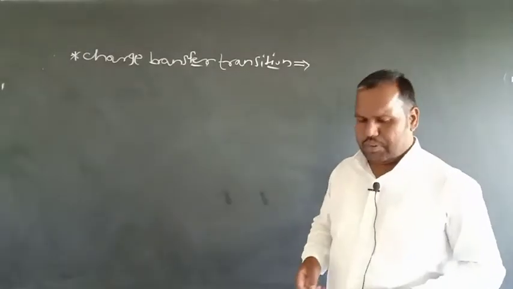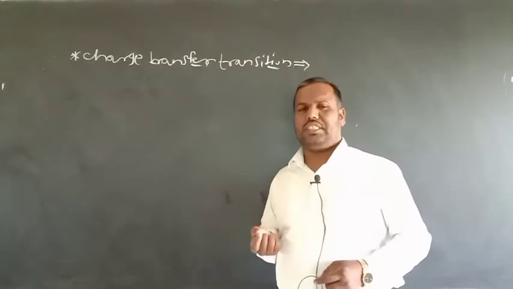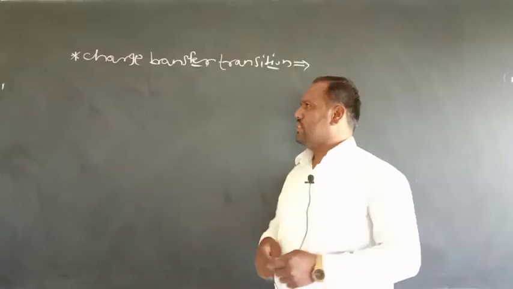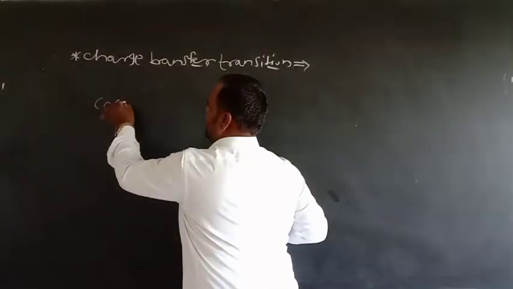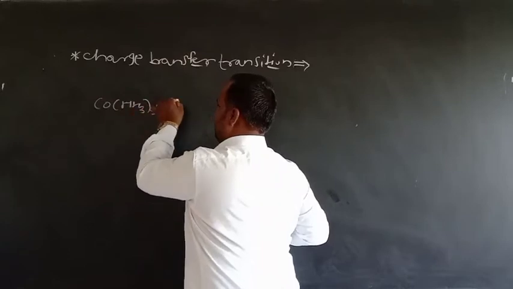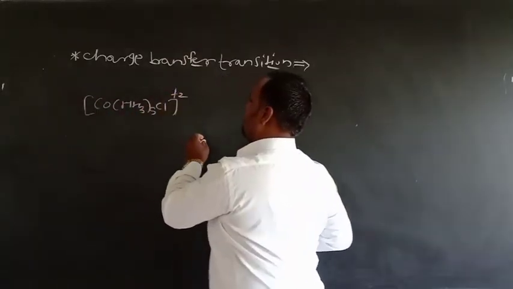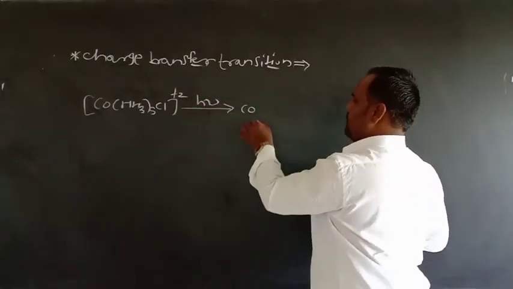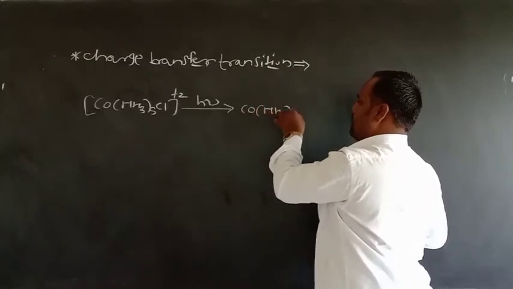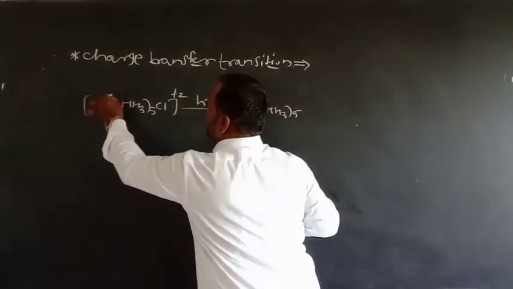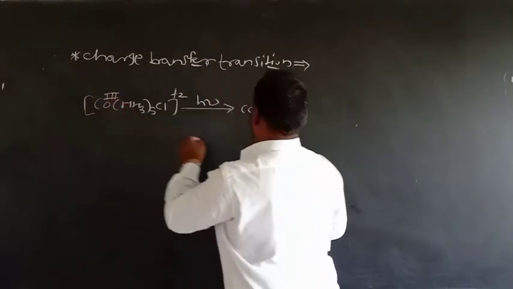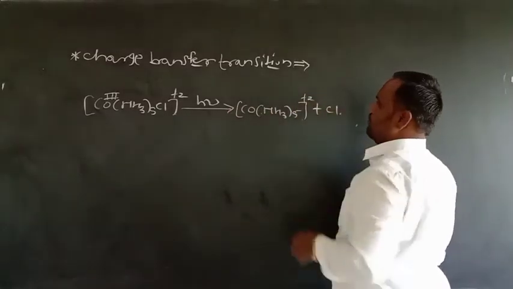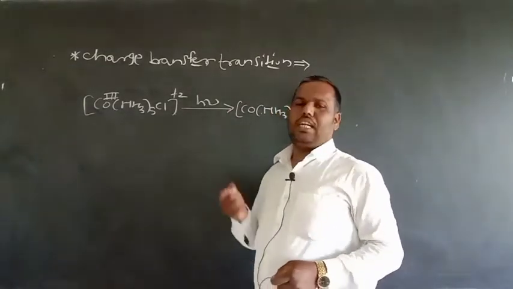We already discussed one example of a delayed reaction, that is the cobalt complex reaction, [Co(NH3)5Cl] in the +2 state, and then after absorption of light radiation it is converted into [Co(NH3)5] in the +3 oxidation state, here it is in the +2 oxidation state, with elimination of Cl. So, this is an example of charge transfer transition.